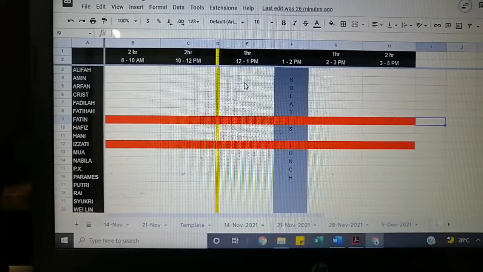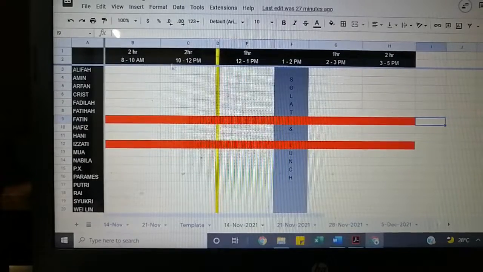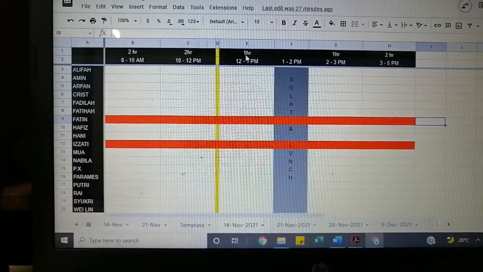Now I'll briefly talk about the sheet. Basically, the Sunday session will be starting from 8 a.m. to 5 p.m., so we have a total of 9 hours in the college, and deducting 1 hour for solat and lunch, we are left with only 8 hours. Personally, I divide this into two sessions, the morning session and the afternoon session, and each session has around 2 to 3 sub-sessions. For example, the morning session has 8 to 10 a.m. and 10 to 12. The afternoon session has 12 to 1, then 1 to 2 is solat and lunch, and then 2 to 3 and 3 to 5.